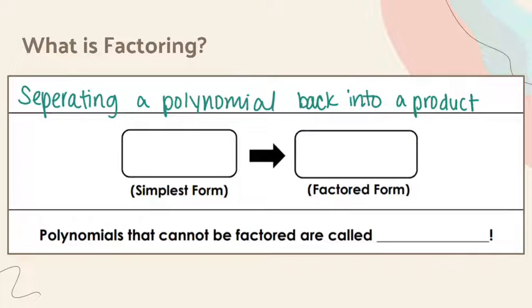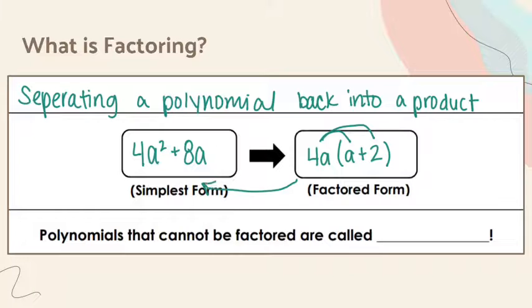So if we had a polynomial in its simplest form, that might look like this. Its factored form would be 4a times a plus 2. We'll look into that in more detail, but if you notice, if we distributed this 4a back through, we would get this as our answer. So we're just undoing distribution. Polynomials that cannot be factored are called prime.